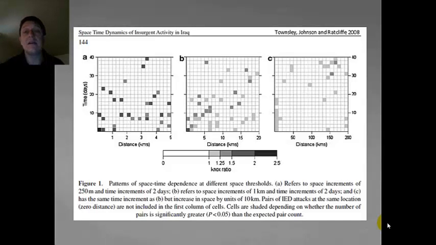Second idea, the insurgency in Iraq spread. The use of IEDs spread. It spread over space, but it took a lot of time to do that.